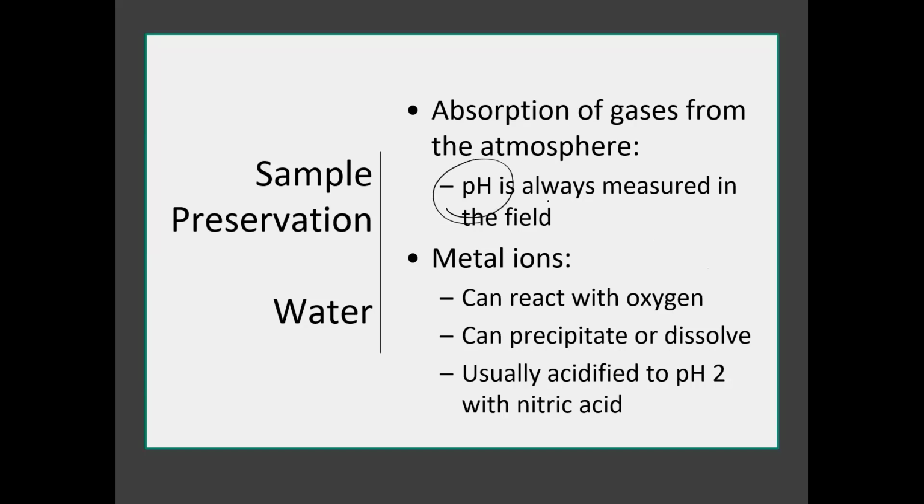One of the things to note is pH is always measured in the field, and that's because your sample can absorb carbon dioxide, resulting in a decrease in pH and therefore a change from what you actually measured. Typically with metals, we acidify to pH 2 because the metals can react with oxygen, they can precipitate, or they can dissolve. So we can have significant changes there.